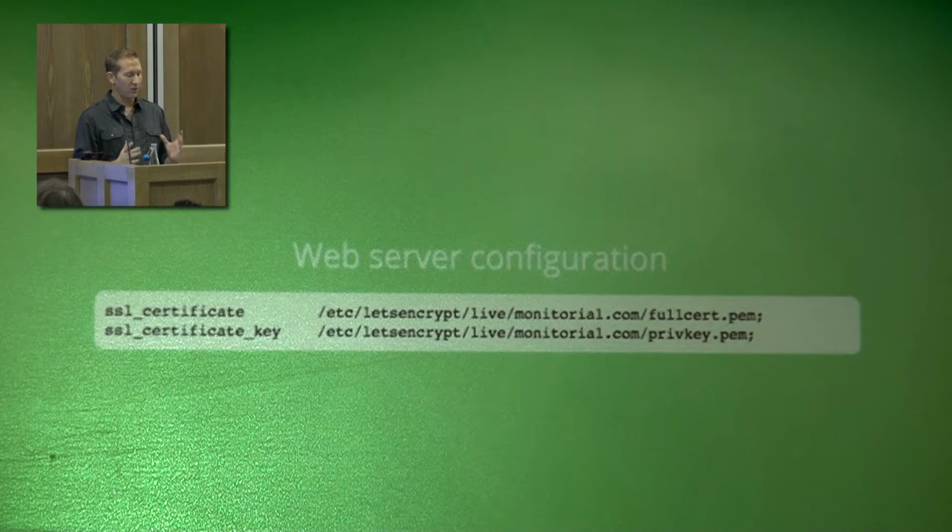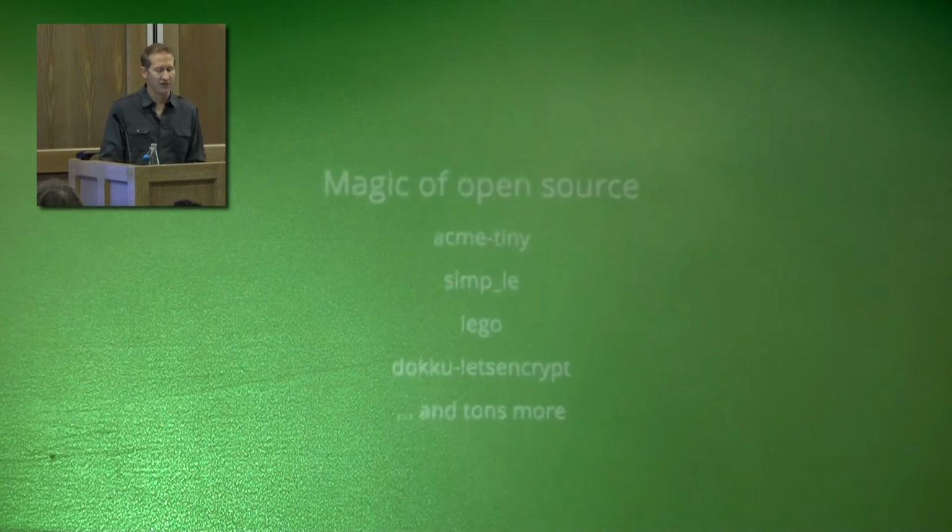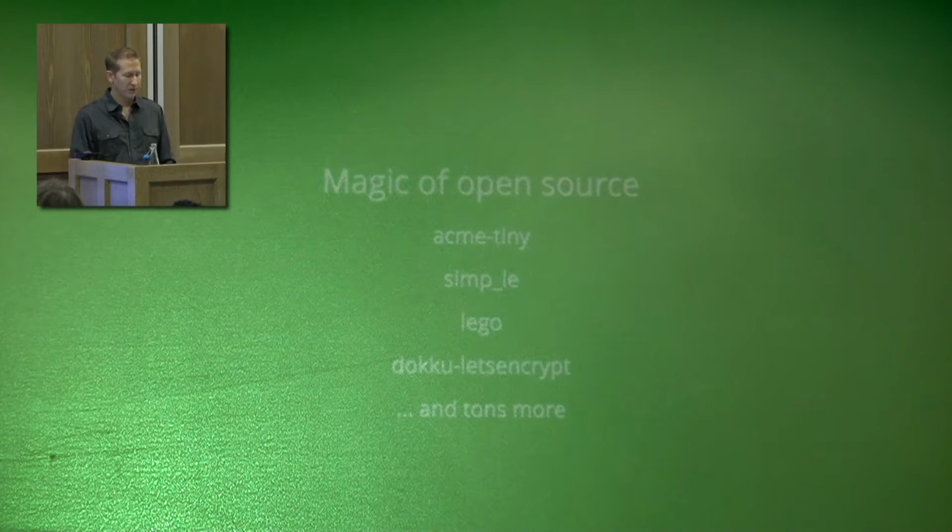You just specify one location, and this location doesn't change. Even though your certificates are going to be renewed every 3 months, this location will not change. It's always constant, so you don't have to change your configuration every time you provision a new certificate.